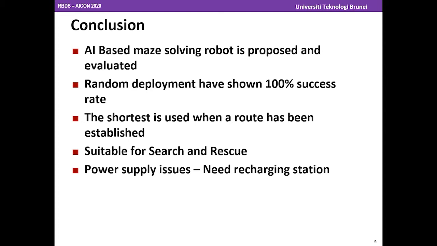The only issue that we have found is that the Arduino robot does not have enough power supply using the battery. The maximum time the robot can run is up to 30 minutes. So there's a need to build recharging stations. So when I mean 30 minutes, it's 30 minutes continuous.